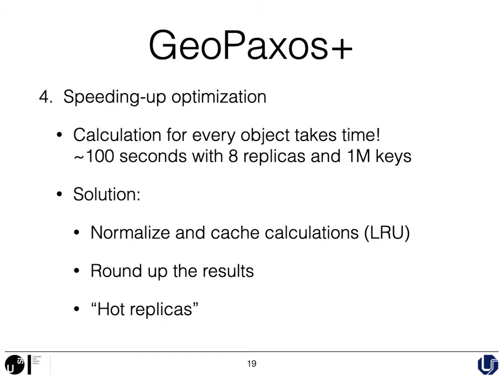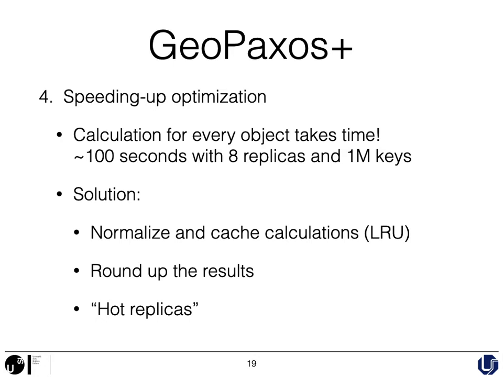Having this calculation for every application object takes a lot of time. In our calculations, it takes 100 seconds for 8 groups and 1 million keys. So the idea here is to optimize this calculation. We do so by normalizing and caching the results.